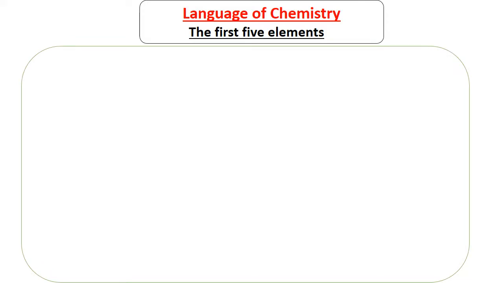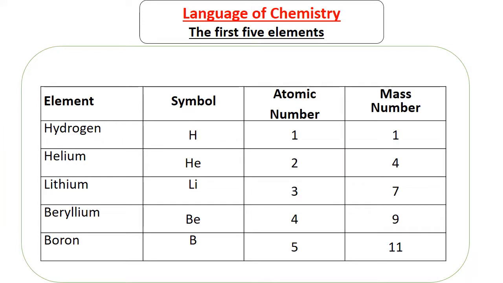So here are the first 5 elements. We're going to be studying elements from here onwards. Elements are arranged according to their atomic number. We're going to learn about the arrangement of elements in the next video, which is the periodic table.